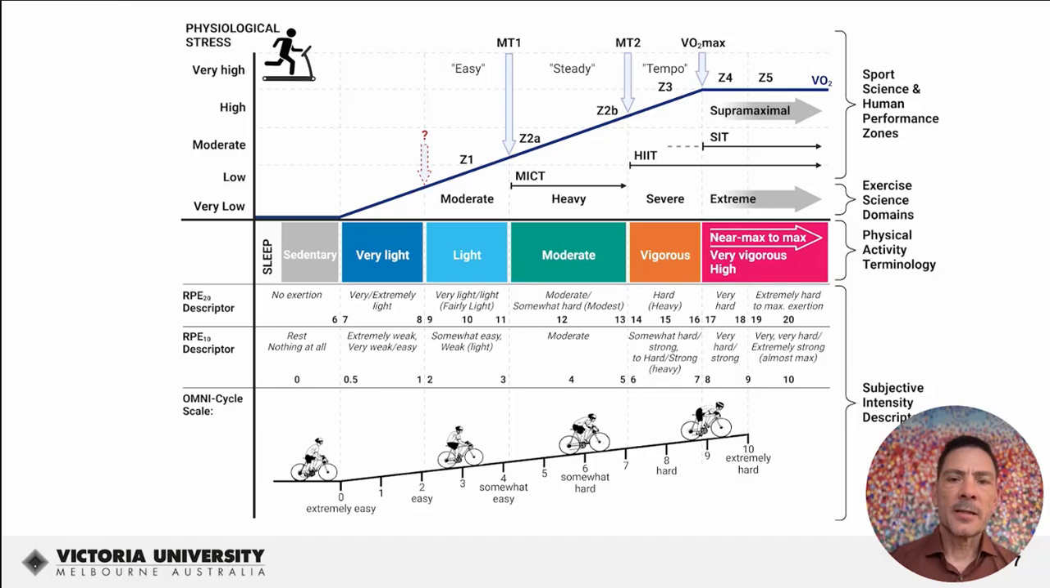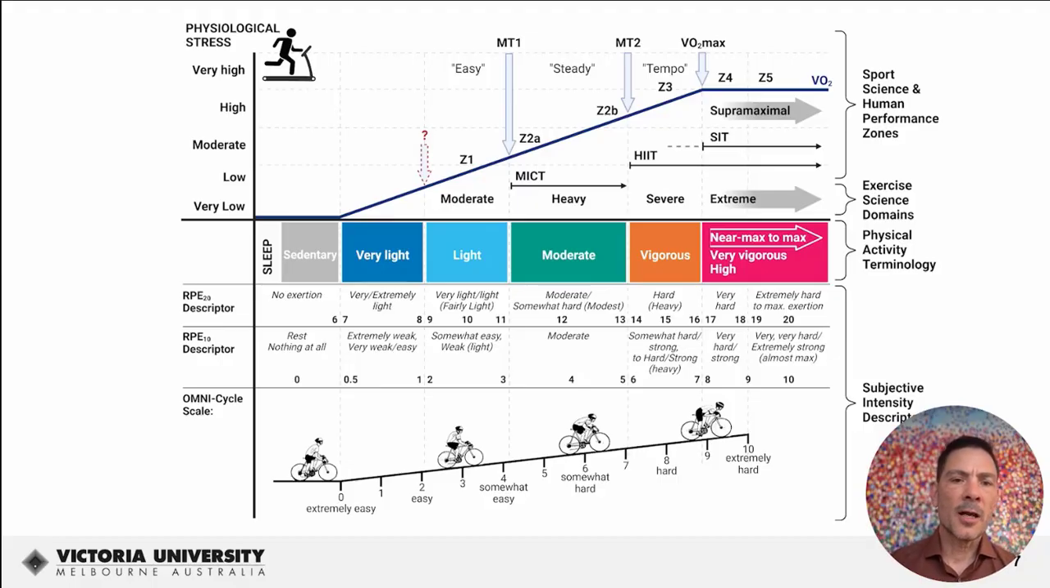When it comes to exercise science, the most common terminology is here. You can see moderate, heavy, severe, and extreme as the 4 domains of exercise. Whereas physical activity, over many years and publishing different position statements as well, has come up with terms ranging from sedentary through to very light, moderate, vigorous, and then depending on the organization or the researcher, near max to max, very rigorous and high. And then down the bottom over here, I've got some of the different RPE descriptors, depending on whether it's a range from 6 to 20 or the 0 to 10 range.